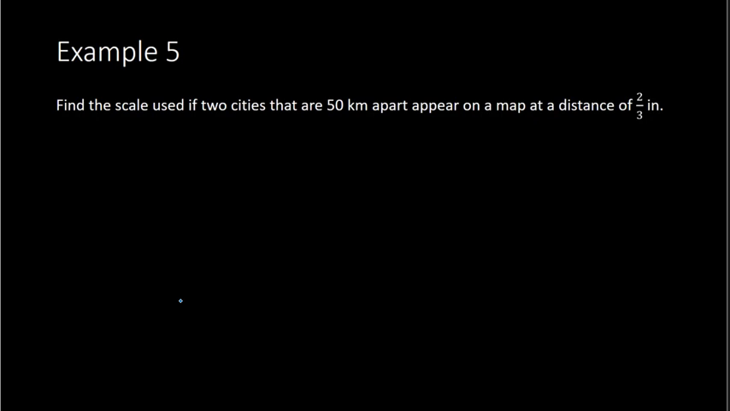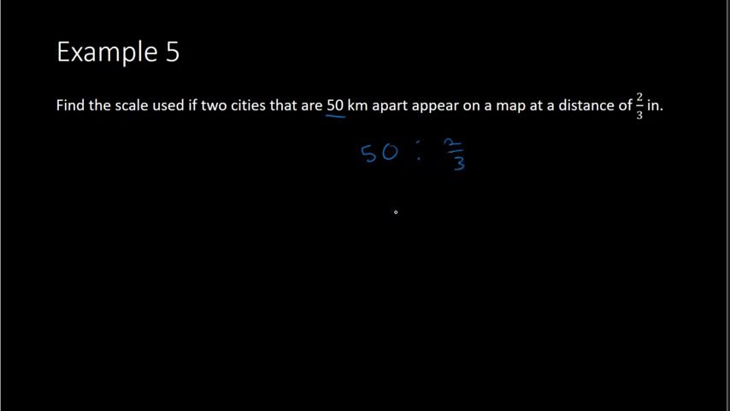One more example. We are told to find the scale if two cities are 50 kilometers apart. They appear on a map at a distance of 2/3 of an inch. So the scale compares the distance, so the actual distance, with the map distance. And it's not crucial to have one first in the ratio, so it doesn't really matter too much if you have the map distance first or the actual distance first in the ratio, as long as we're comparing the two. So if I do 50 kilometers, compare that with 2/3.